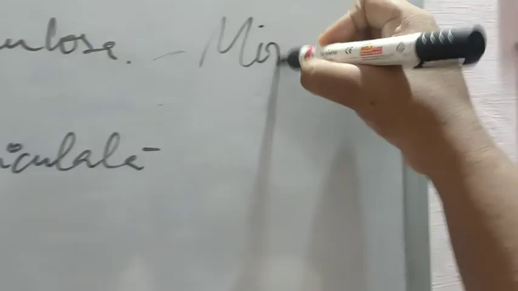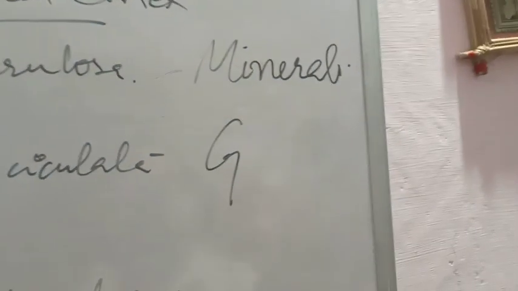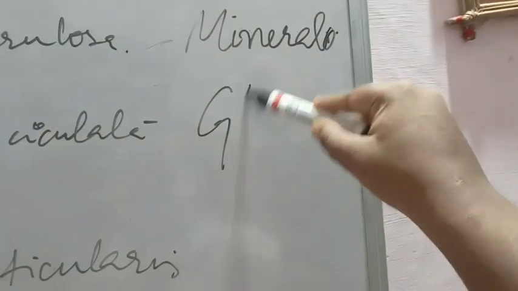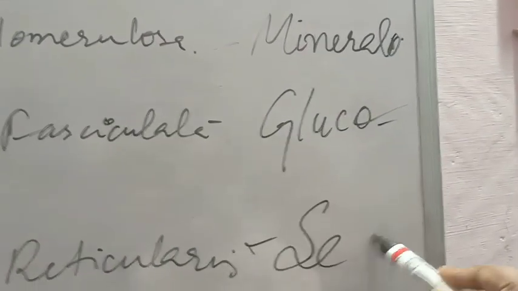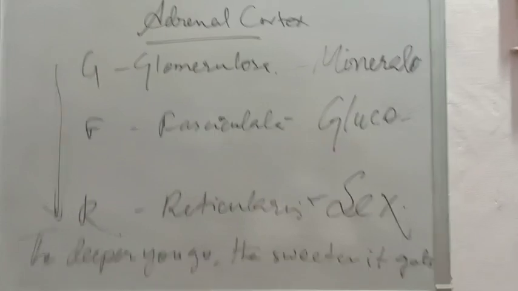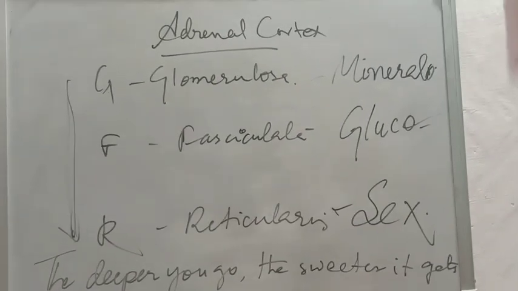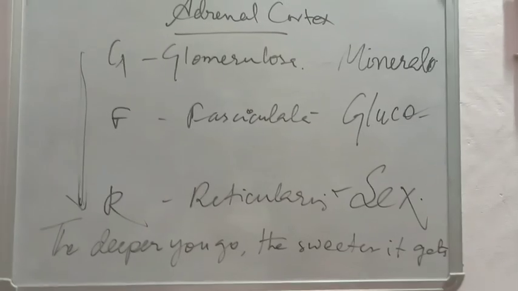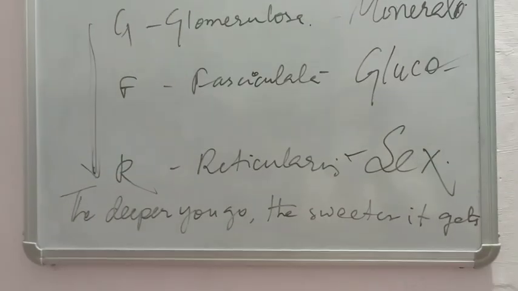So you know the names of the hormones. There is mineralocorticoid, and there is glucocorticoid and there are sex corticoids. So which is which? Mineralocorticoids, of course, are not sweet. What is sweeter? Glucocorticoid. And what is even sweeter than glucocorticoid? So got it? GFR. Glomerulosa mineralocorticoid, fasciculata glucocorticoid, and reticularis sex corticoids. The deeper you go, the sweeter it gets. Now you understand why Indian author books do not mention this mnemonic, but it is a very famous mnemonic.